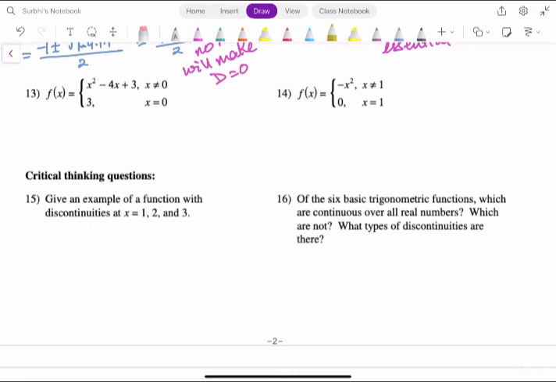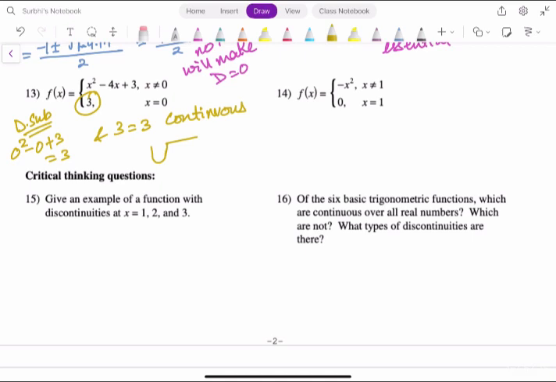Now number 13, we have a piecewise function again. So if I do the direct substitution in the first function, you will get 0 minus 0 plus 3, which is nothing but 3. And the second function f of x is also 3. That means 3 is equal to 3. It is continuous. And how the graph will look like, because we have a quadratic and a constant, it will be something like a U shape and with a line. This is how the graph should look like. It is continuous.